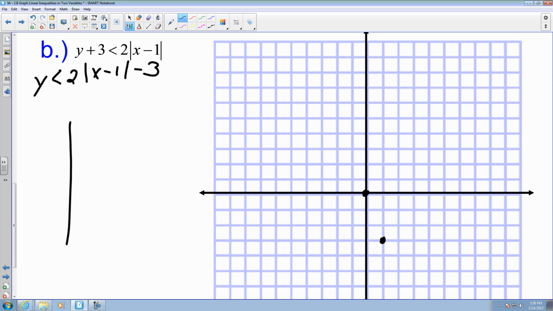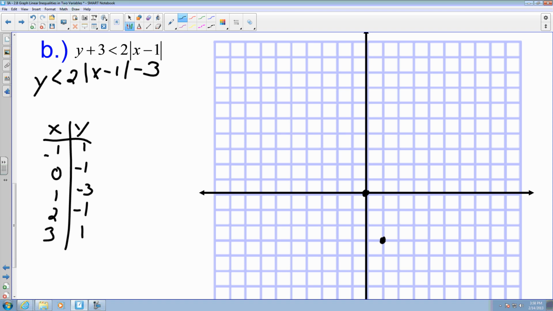So when I make my table, my center one will be a positive 1, so I'm going to use a couple values that are smaller than that, 0 and negative 1, and then a couple values that are larger than 1, so 2 and 3. And I'm going to substitute them in. If I put negative 1 in for x, my y is 1. If I put in 0 for x, my y is negative 1. If I put in 1 for x, my y is negative 3. If I put in 2 for x, my y is negative 1. And if I put 3 in for x, my y is 1.